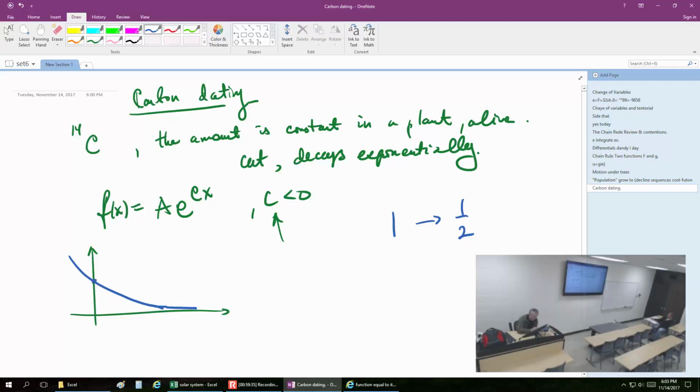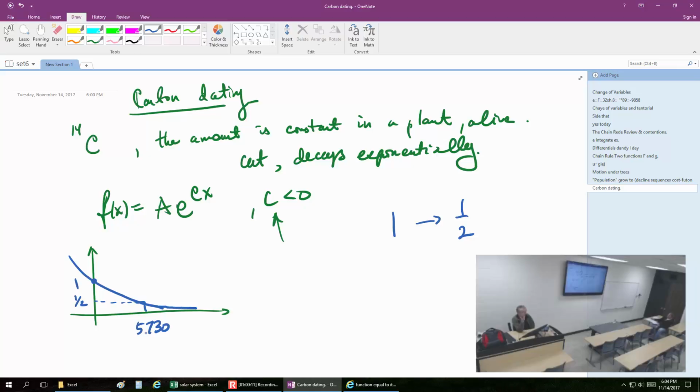So this is, for example, 1, and this is 1/2. How long? Well, carbon-14's half-life is 5,730 years. So once again, if you expect to have 1 milligram and you see in the material half of it, it means that it has been 5,730 years since the tree was cut.